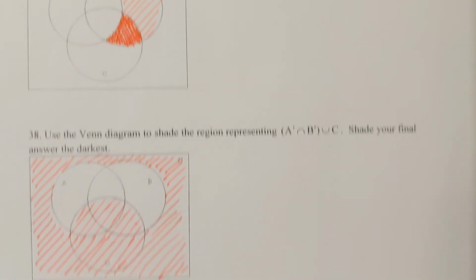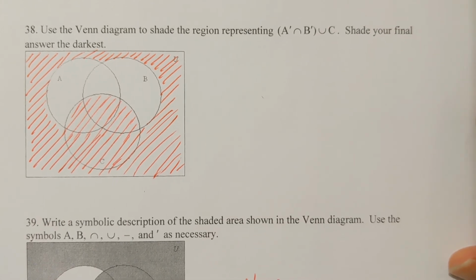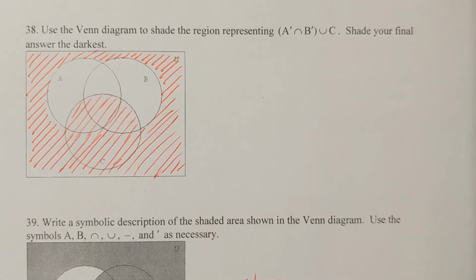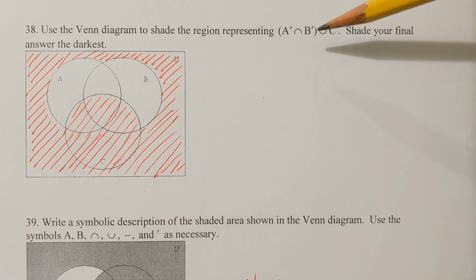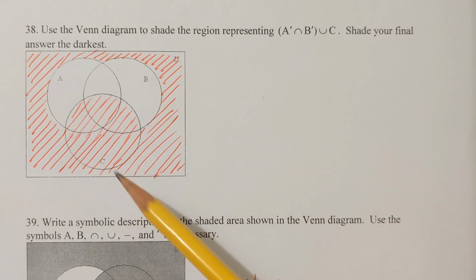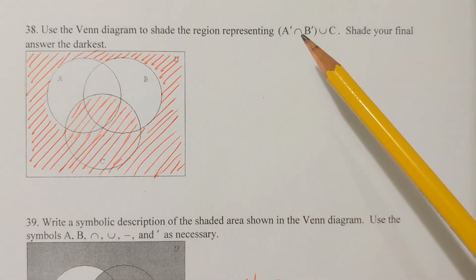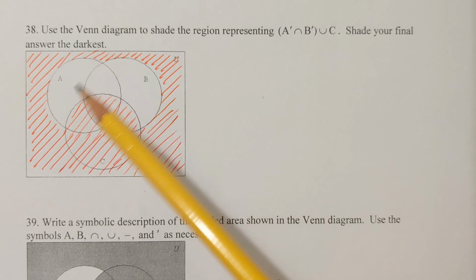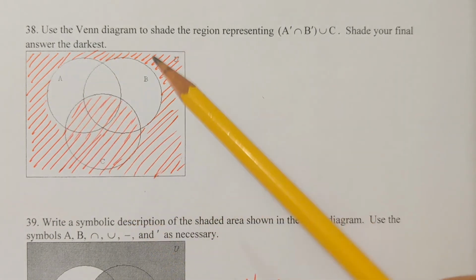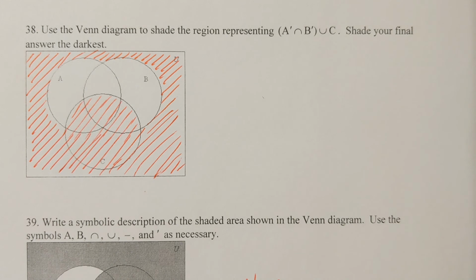Okay, let's look at problem 38. Use the Venn diagram to shade the region representing A complement intersect B complement union C. We're going to shade the final answer the darkest. So A complement intersect B complement. A complement is everywhere outside of A. B complement is everywhere outside of B. Intersection means where would you have shaded twice?